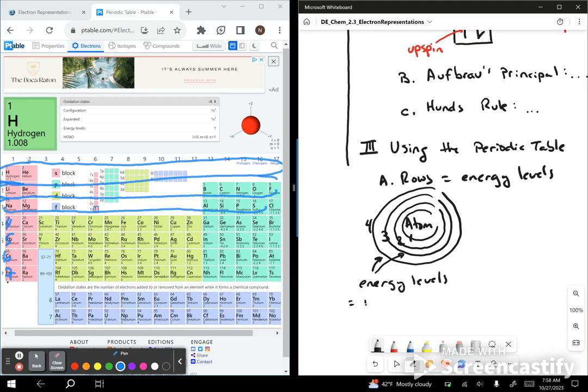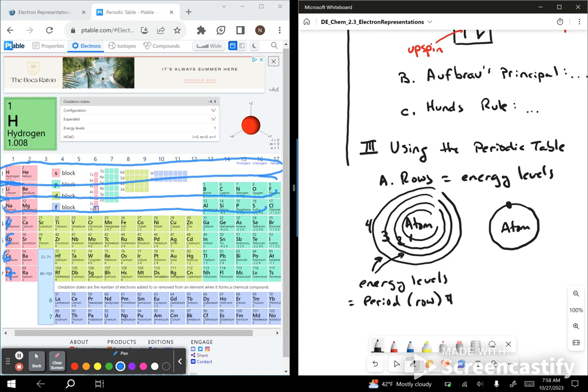They equal the period or the row number. Okay. Now, how many electrons are on your outer shell? Your valence, if you have an atom, and this is your highest energy level. If you're in row 1, like hydrogen, you would have only 1 valence.